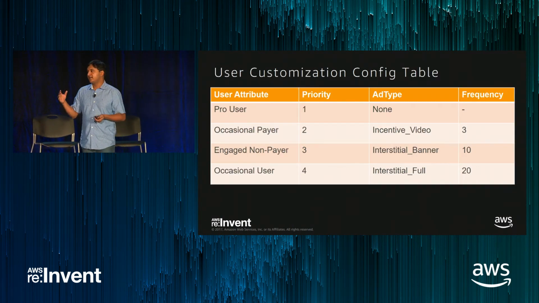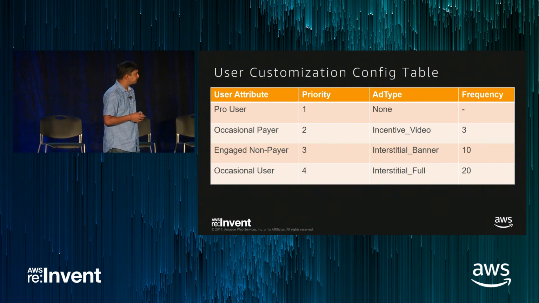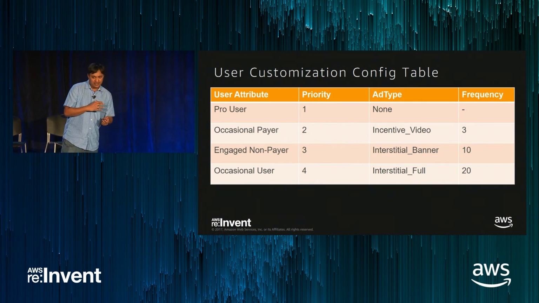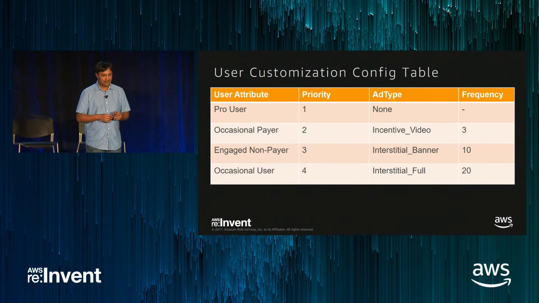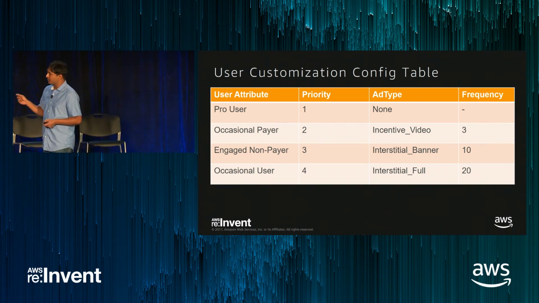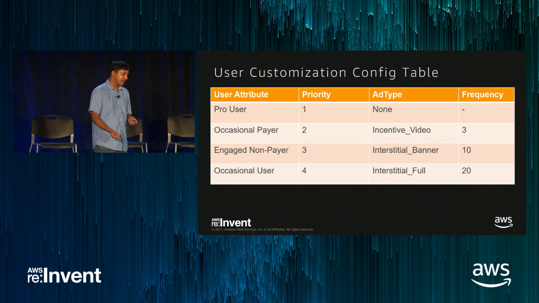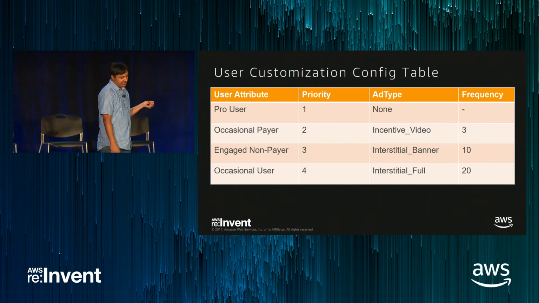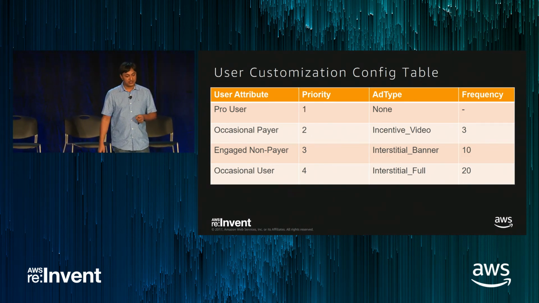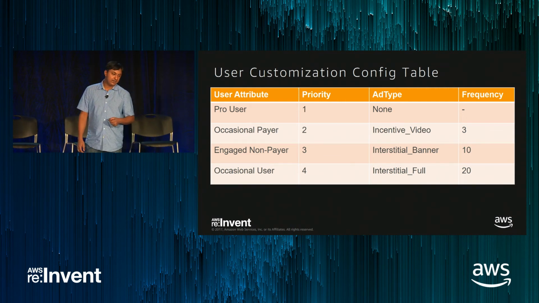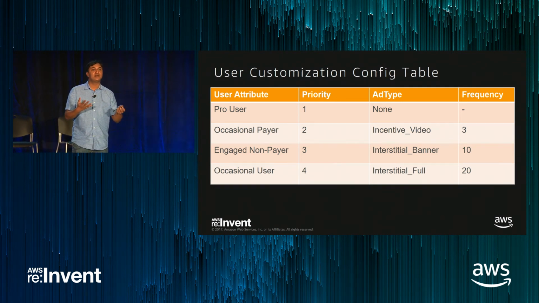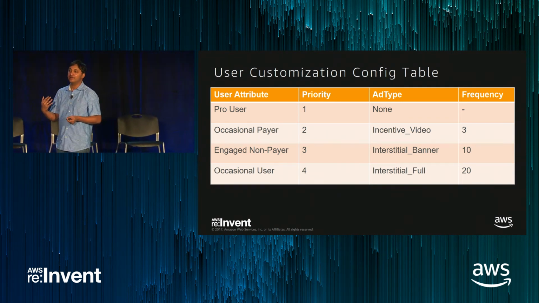Then you create that user customization config table. So there's a bunch of ways you can do this. What I'm describing here is a very simple, basic example. You can customize this and make this much more advanced. So let me walk you through what I mean by user customization config. So look at those 4 user attributes that we discussed: pro user, occasional, engaged, and engaged non-payer and occasional user. We assign a priority to them. The reason we're doing the priority is some users might fall into multiple buckets, and then you want to know which attribute takes priority over the other when deciding what to do.